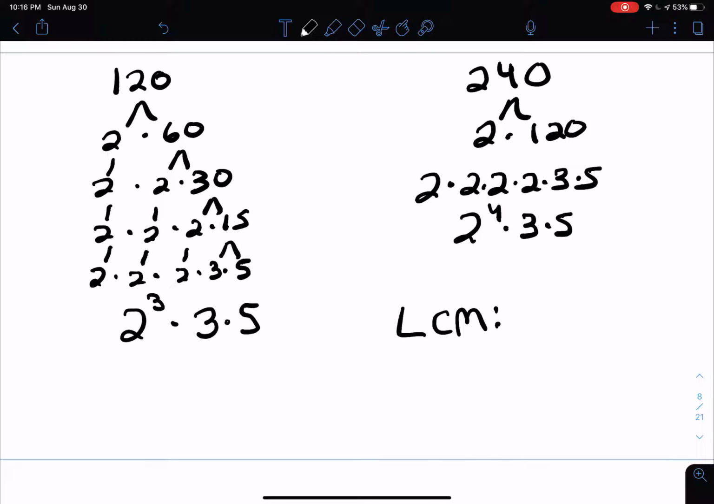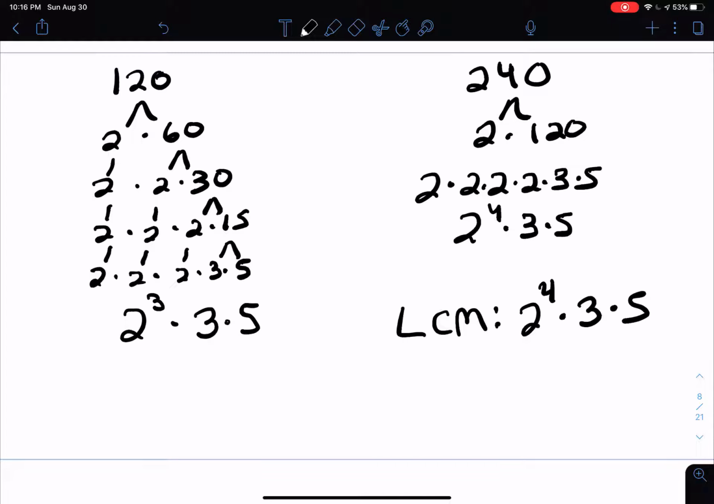And here's where that exponent fun comes in. Because remember earlier, with GCF, we went with the lower exponent. So we looked at 2 cubed. But with LCM, where you look at the higher exponent, we go with 2 to the 4th. And then we've got the 3 and the 5. 3 is only 3 to the 1st in each one, so we just use 3 to the 1st. 5 is just 5 to the 1st in each one, so we'll just use 5 to the 1st.